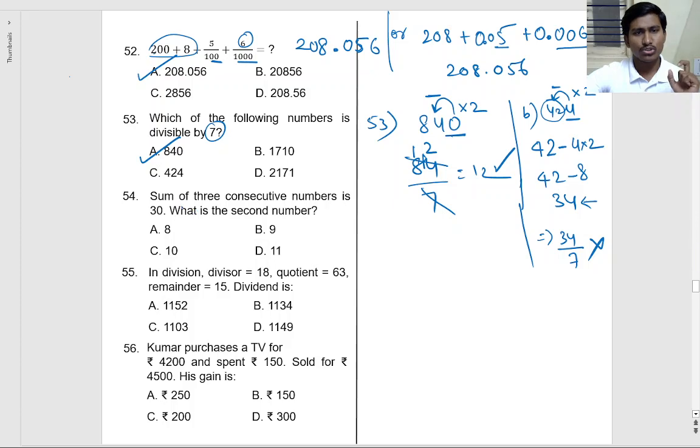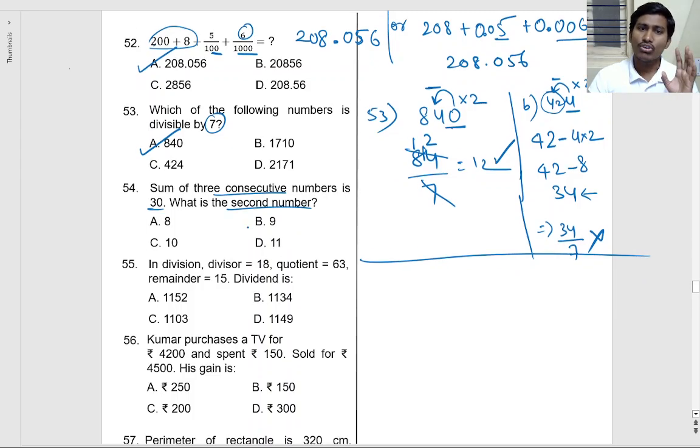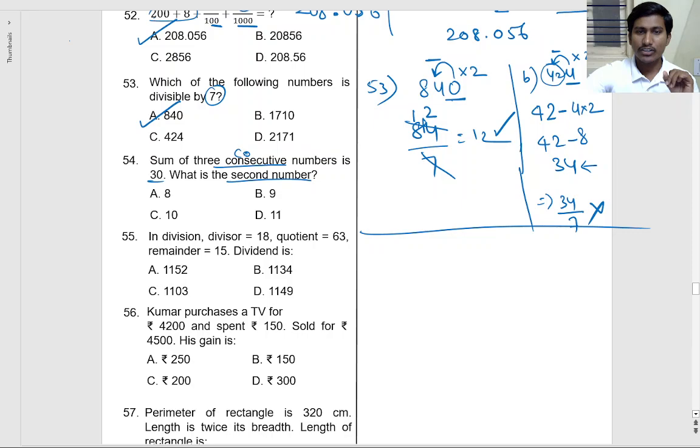Now question 54. The sum of 3 consecutive numbers is 30. What is the second number? We know consecutive means continuous numbers, like 7, 8, 9, 10. You can go with the options also, but I will tell you one method. There are 3 consecutive numbers. If you take the number A, the next number will be A plus 1, and the next will be A plus 2. These are the 3 numbers.